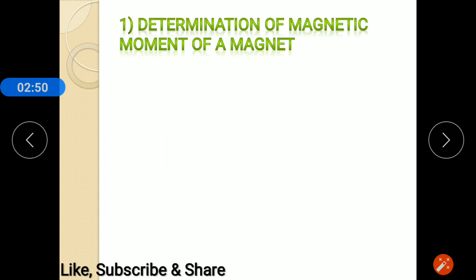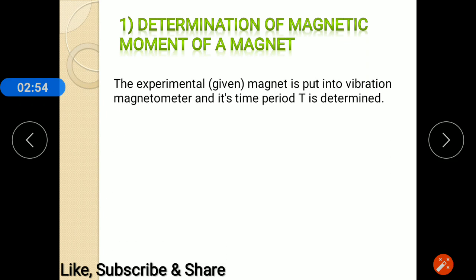Now where is it used? It is used to determine the magnetic moment of a magnet. If I want to measure the magnetic dipole moment of another magnet, just place that magnet inside the vibrational magnetometer and measure the time period T. So T is equal to 2 pi square root of I upon M B_H. I is fixed, and B_H, the horizontal component, is fixed, so squaring both sides, we get M equal to 4 pi square I upon B_H T square. This is how we can measure the magnetic moment of a bar magnet.